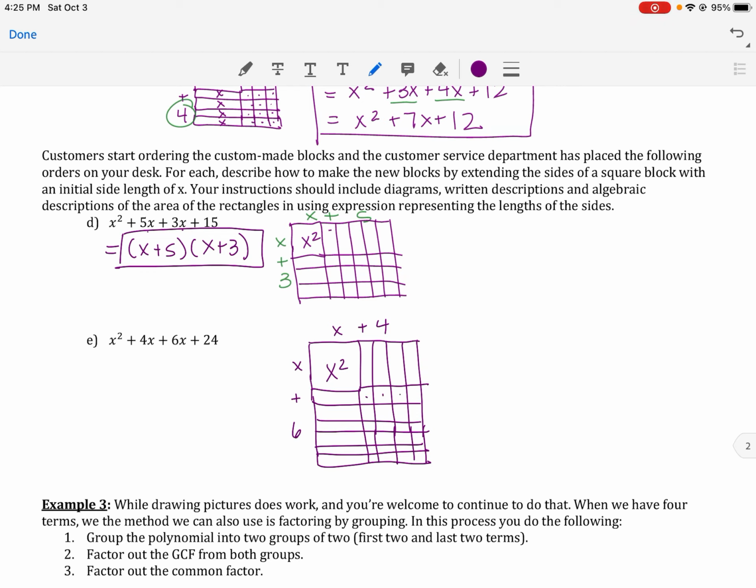And then do we have 24 boxes here? Doesn't hurt to check. 1, 2, 3, 4, 5, 6, 7, 8, 9, 10, 11, 12, 13, 14, 15, 16, 17, 18, 19, 20, 21, 22, 23, 24. We sure do. Or another easy way to say that was 4 times 6 is 24. So yes, we do. So this is equal to (x plus 4) times (x plus 6).